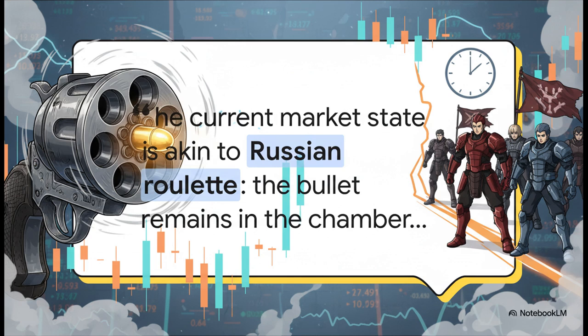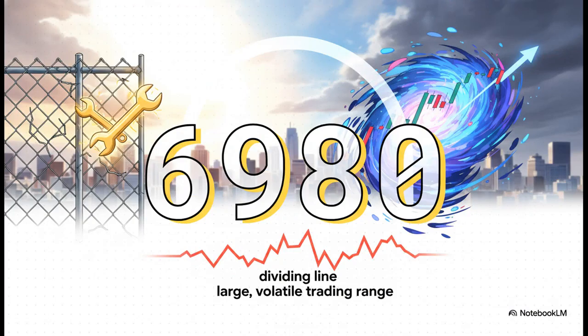It's a powerful way of saying that this ceasefire is not a state of peace. So what's the ultimate dividing line? What separates this headline-driven repair from a genuine fundamental reversal? It all comes down to one core technical benchmark for the S&P 500 cash index, 6980. That is the number to watch.